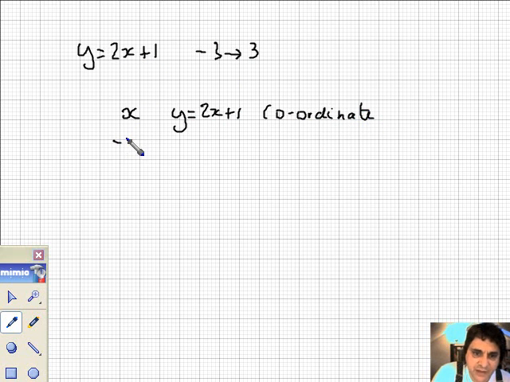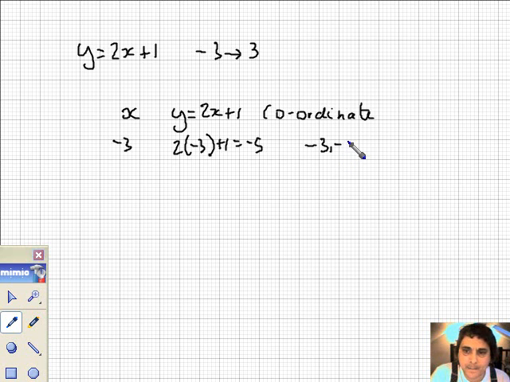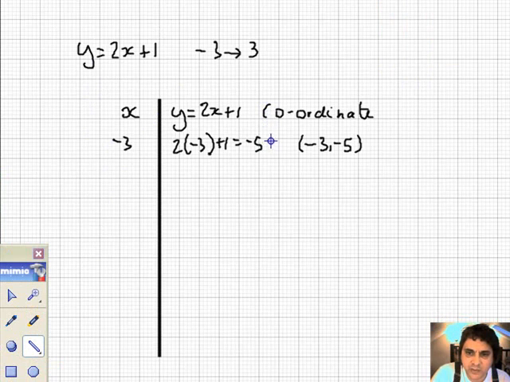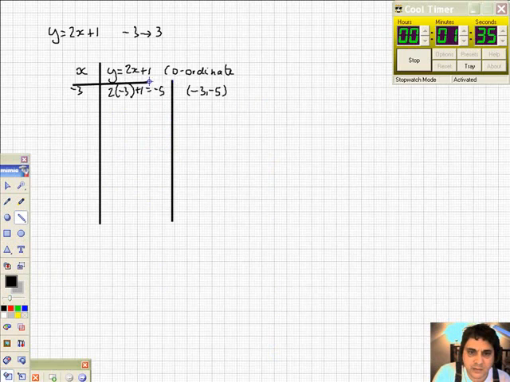So the first x value is -3. Let's substitute -3 into that x value right there. So we've got 2 times -3 plus 1 makes what? So 2 times -3 is -6 plus 1 is -5. So we've created the point -3, -5. Just put that in a little bracket there. In fact, let's just make some separating lines here so we can see what's going on. All right. So that's that.